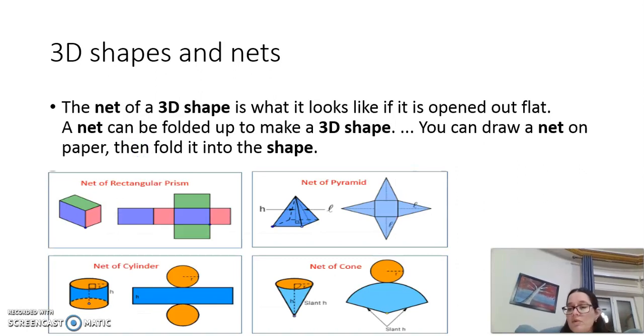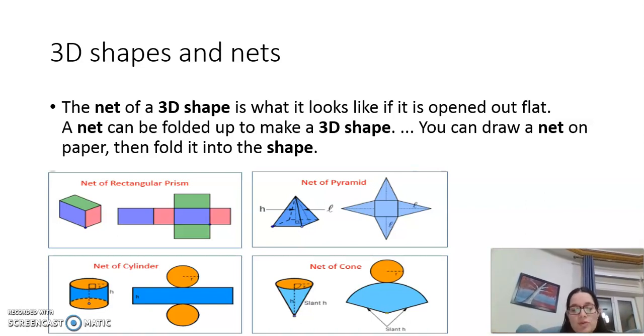Now we are going to move to the second part of our lesson, which is the net. The net of a 3D shape is what it looks like if we open the 3D shape and flatten it. So the net can be folded again to make our 3D shape. Many 3D shapes have more than one net. So you can say that this is a net and this is also a net. Both make the same 3D shape. This is correct.